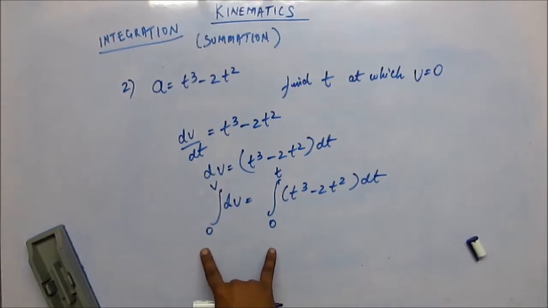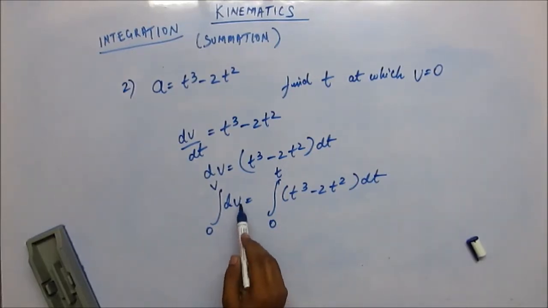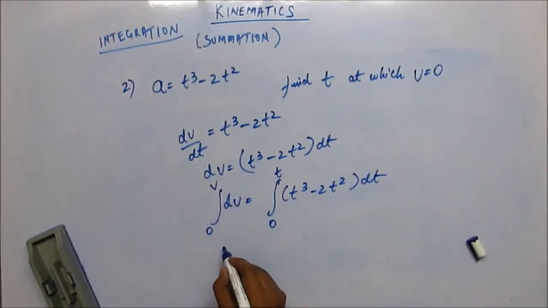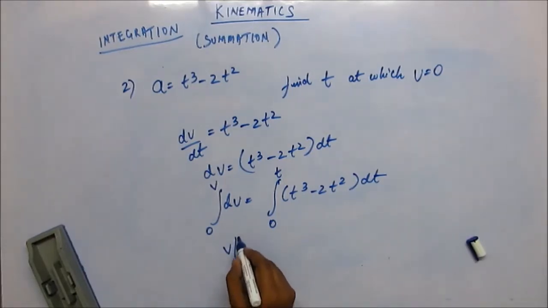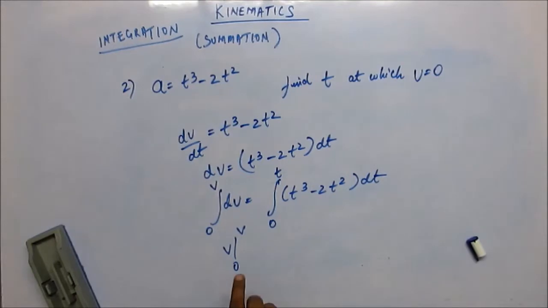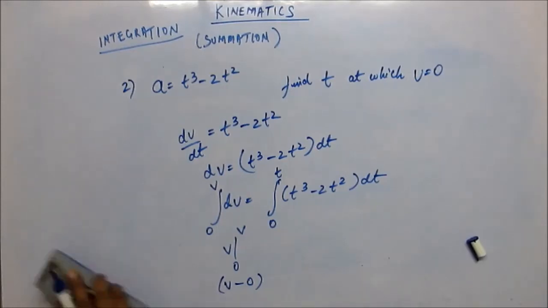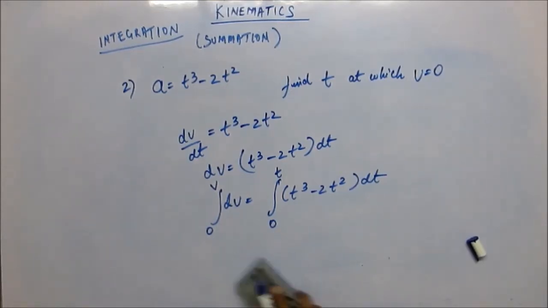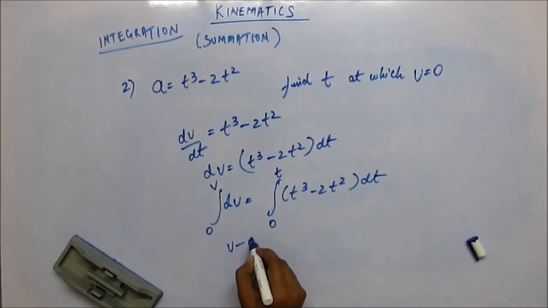But for now we put the limit like this, and what we do is the integration of dv is v. And after that we put the limit on this. The idea of putting the limit is you will first put the upper value minus the lower value. For example, in this case the upper value is v minus the lower value. When you put lower value 0 in v, it will be 0. So v minus 0.